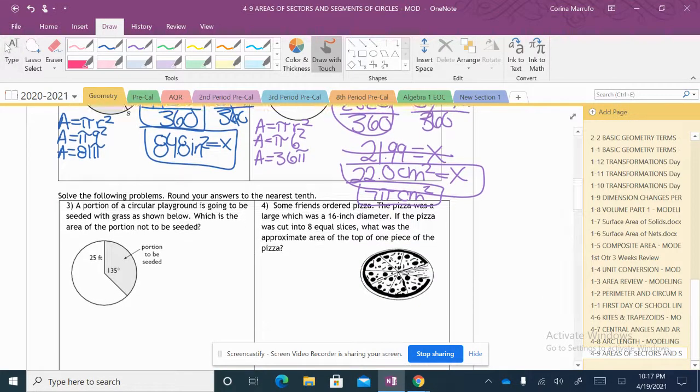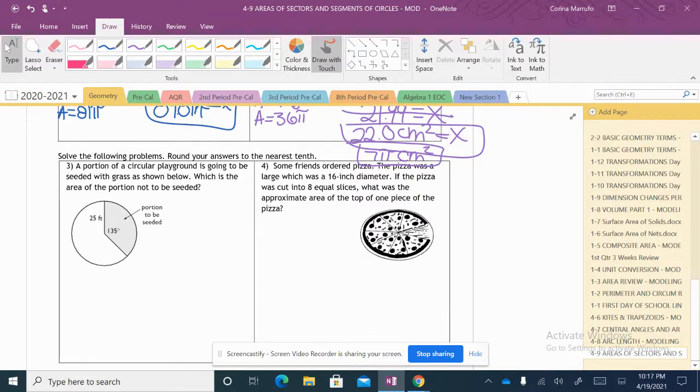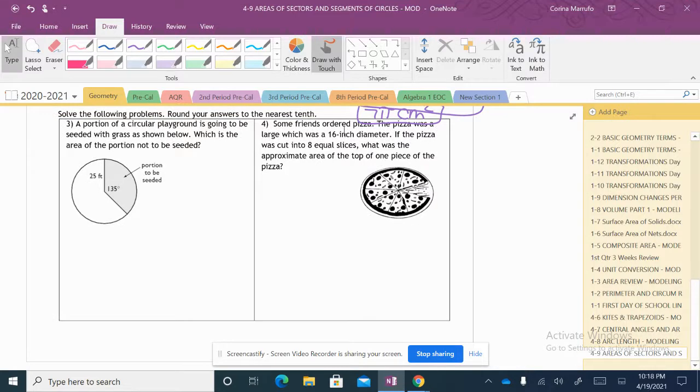All right, the next part. A portion of a circular playground is going to be seeded with grass as shown below. What is the area of the portion not to be seeded? Because it says not to be seeded, we're talking about the angle on this other side. They give us the portion to be seeded, but we're looking for the part not seeded. So we do 360 in one circle and subtract the 135, and that gives us 225.